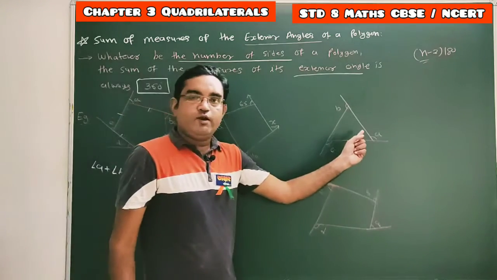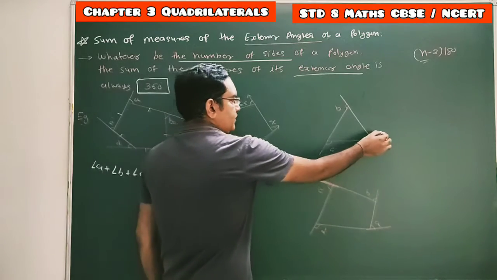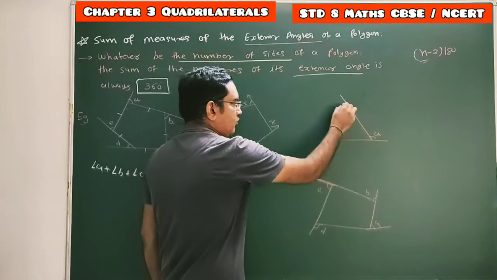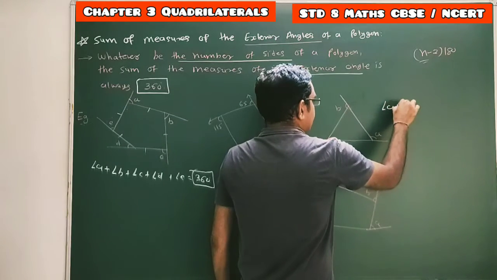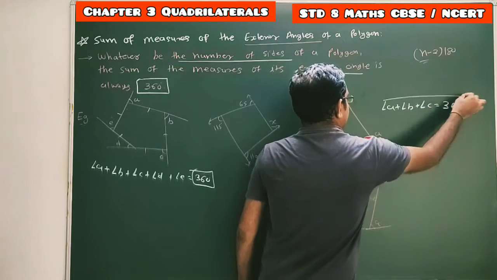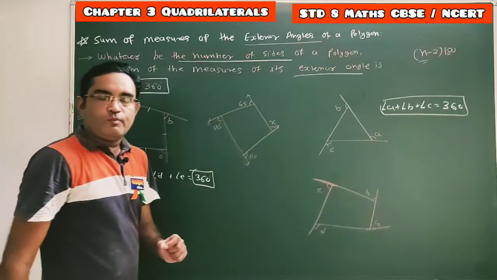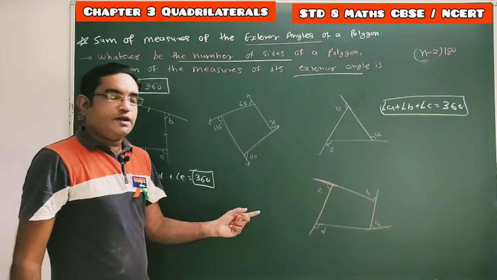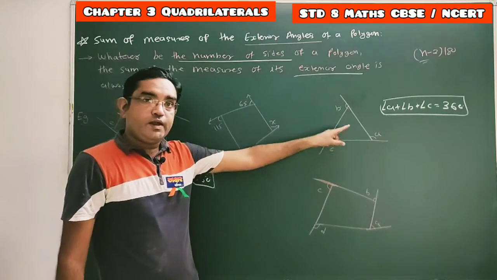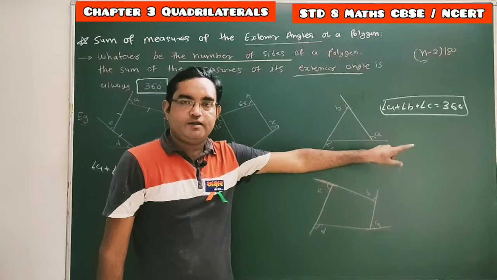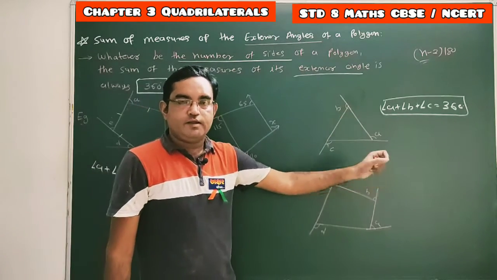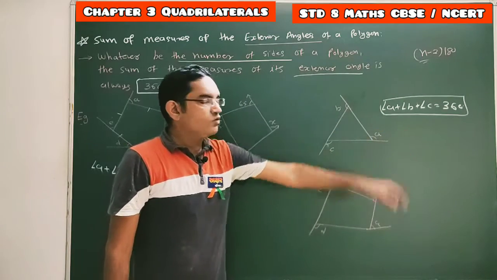For example, if only 3 sides are there, here angles A, B and C are the exterior angles. So the sum of measures of these exterior angles, that is A plus B plus C, is equal to 360 degrees. That is, the angle sum property for the exterior angles of a triangle is always 360 degrees. The sum of measures of interior angles of a triangle is always 180 degrees; that is the interior angle property. Here, for the exterior angles, irrespective of the total number of sides, it is always 360 degrees.